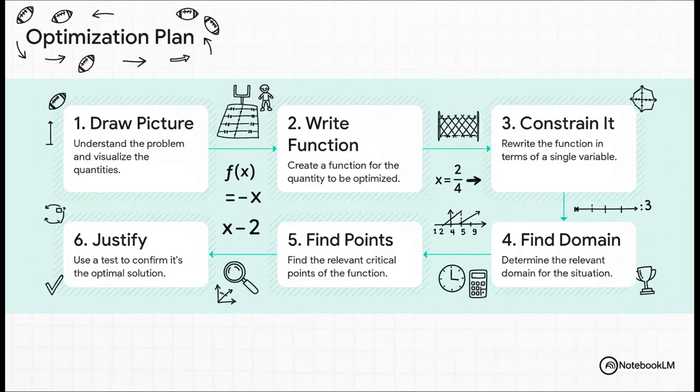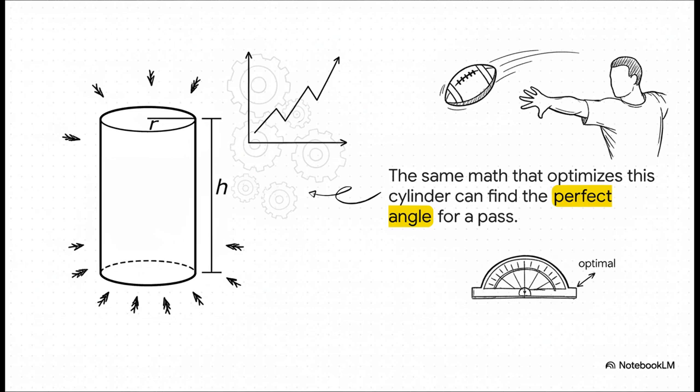And believe it or not, there's a game plan for this, a 6-step process that works for pretty much any of these problems. You figure out what you want to maximize or minimize, you build a mathematical model for it, you use derivatives to find those critical points, and then, this is key, you prove that you've actually found the best possible solution. And this is where you see the real power, the real beauty of math. A textbook problem might ask you to find the most efficient shape for a soup can, but that exact same 6-step process can be used to find the perfect angle for a quarterback's pass to get maximum yardage. The context is totally different, but the mathematical strategy for finding the best is exactly the same.